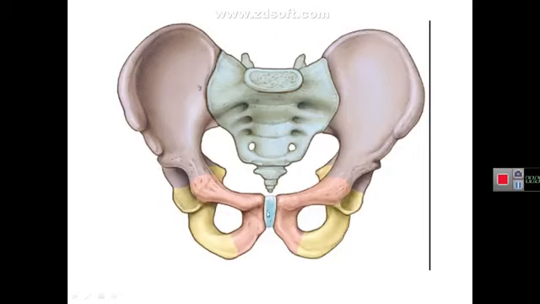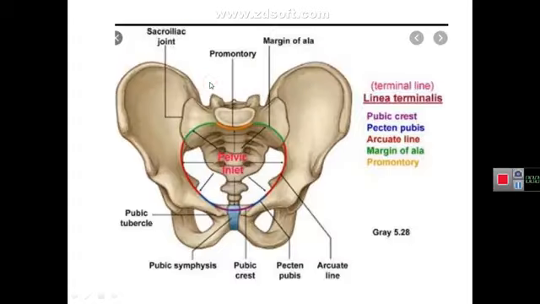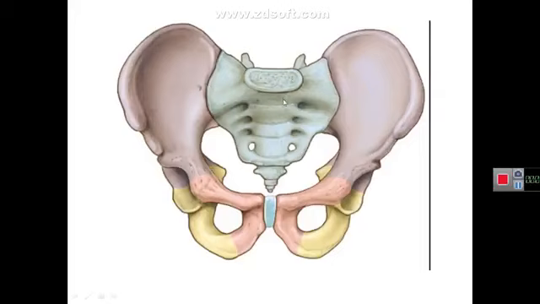The joints are anteriorly the symphysis pubis, which is a secondary cartilaginous joint between the right and left body of pubis, and also the right and left sacroiliac joints, and the last joint is the sacrococcygeal joint.